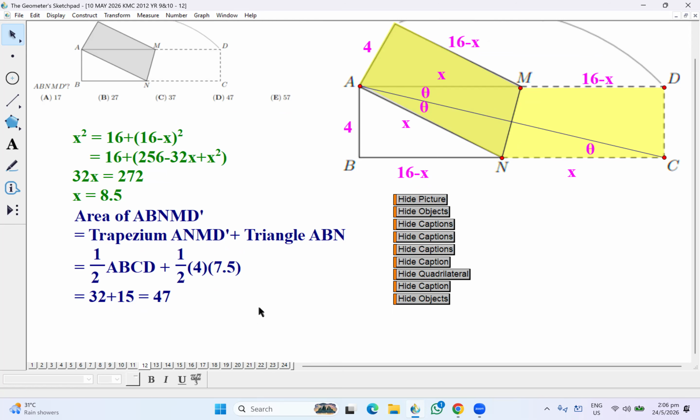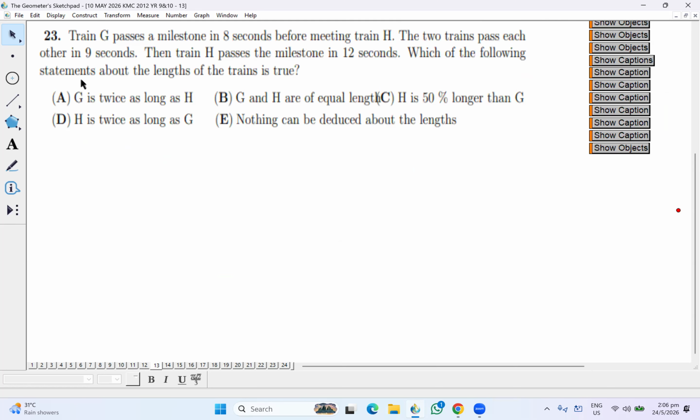Next question. Question 23. Train G passes a milestone in 8 seconds before meeting train H. The two trains pass each other in 9 seconds. Then train H passes the milestone in 12 seconds. Which of the following statements about the length of the trains is true?